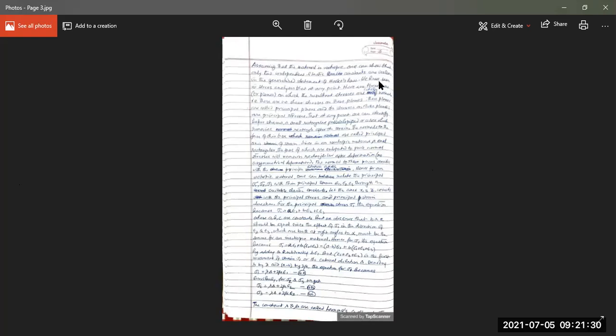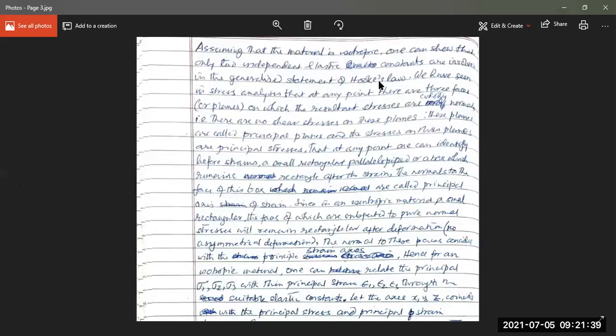Now, we are assuming the material is isotropic. One can show that only two independent elastic constants are involved in the generalized statement of Hooke's law. What are they? Independent elastic constants.